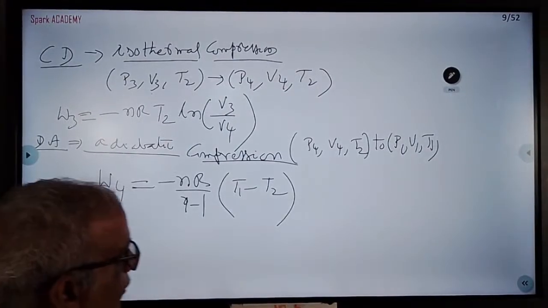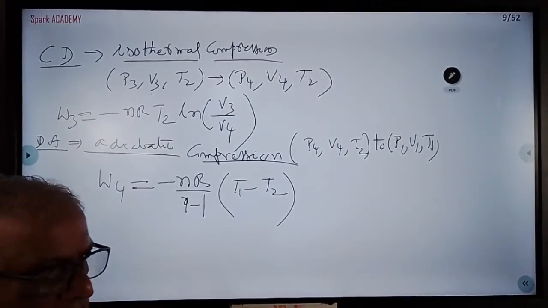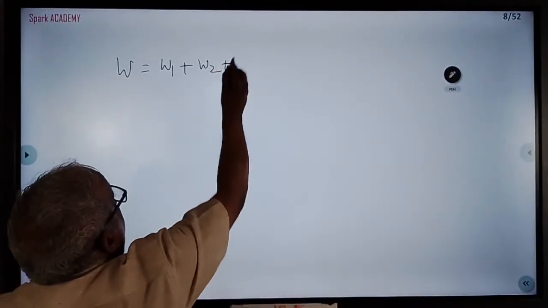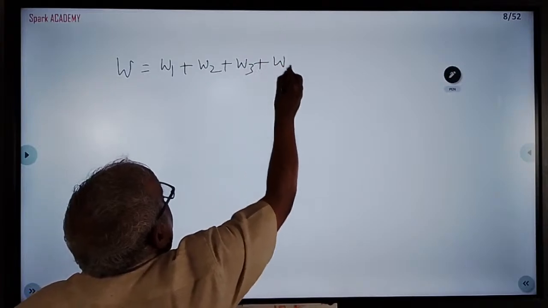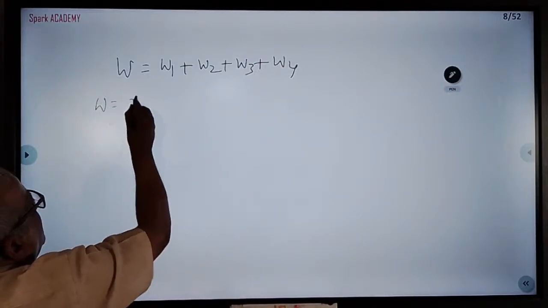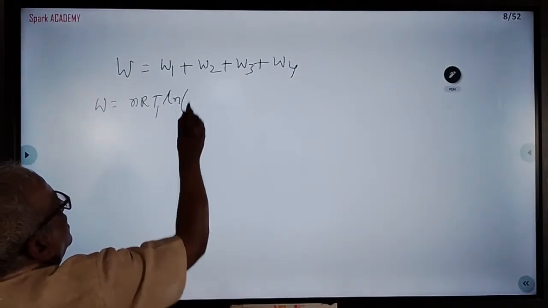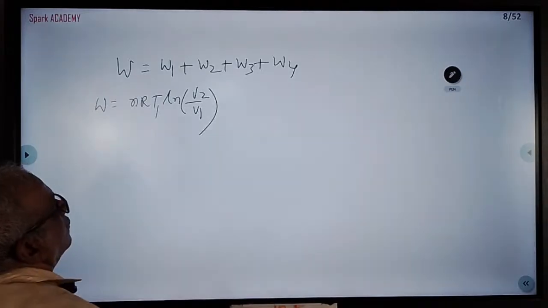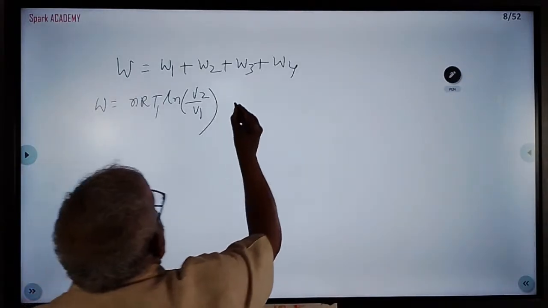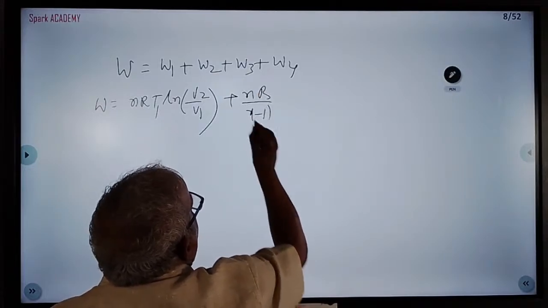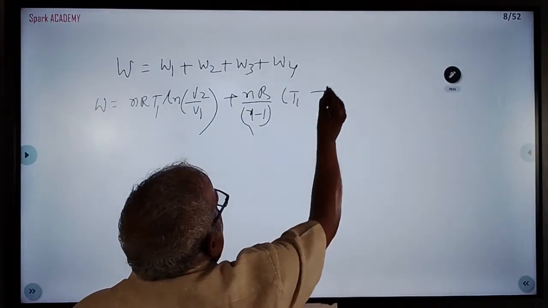So efficiency, to find out what to do, I'll add all the works done. So final step, total work done. What is total work done? W1 plus W2 plus W3 plus W4. What is W1? I am writing nRT1 ln V2 by V1. Okay, students. What is W2? nR by gamma minus 1 into T1 minus T2.